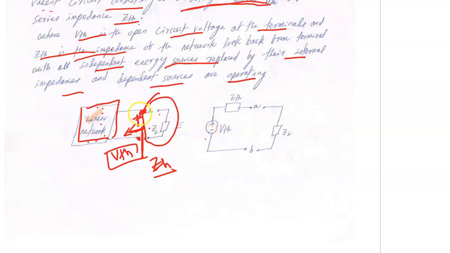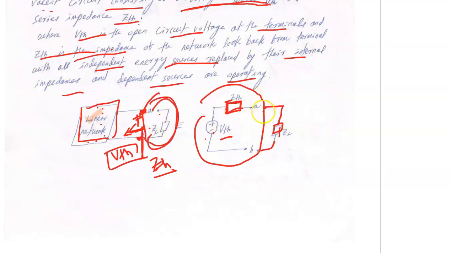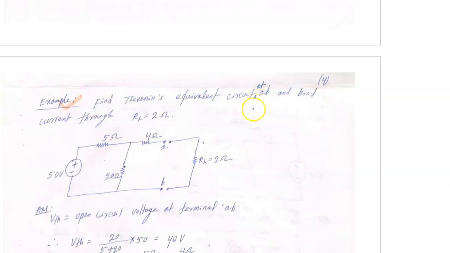Now the equivalent circuit at the terminal will be this: VTH and ZTH, a voltage source in series with an impedance ZTH. And this is your load as it is. So now you can connect and find the response. We'll go to an example to clarify more about this theorem.